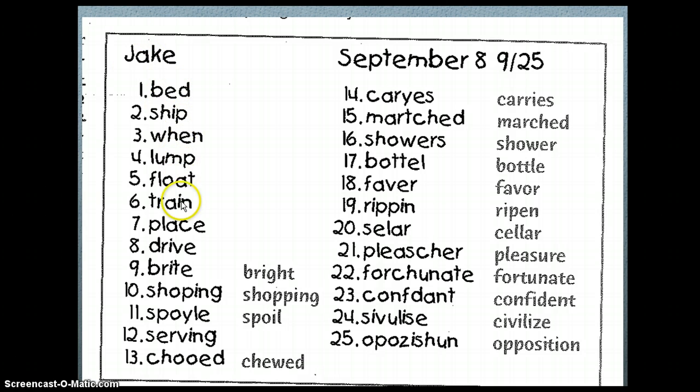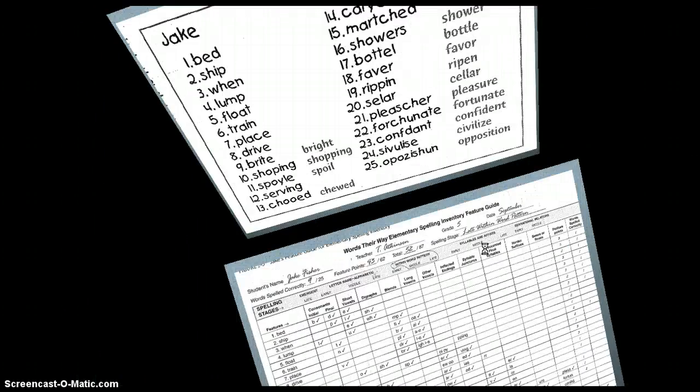So as you can see, he did pretty well. The only long vowel sound he had a difficult time with was the IGH spelling for bright. You can see he's overgeneralizing that ending, or the E on the N. And you can see here with the two-syllable word, he's not doubling the consonant. So this would be the elementary spelling inventory.